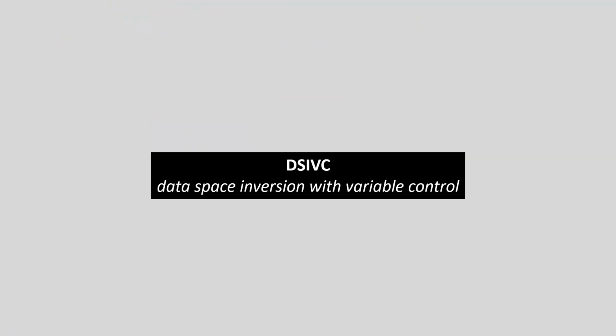And this methodology, where we sample the prior probability distribution of parameters and the prior probability distribution of decision variables, comprises a method called DSIVC, data space inversion with variable control. DSIVC allows us to introduce the efficiencies of DSI to optimization under uncertainty.